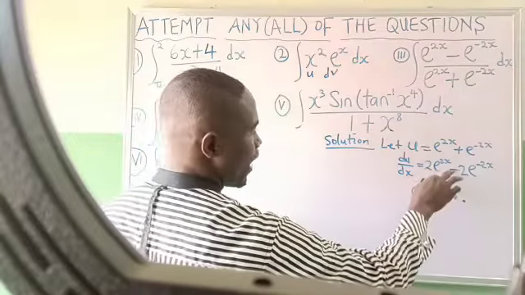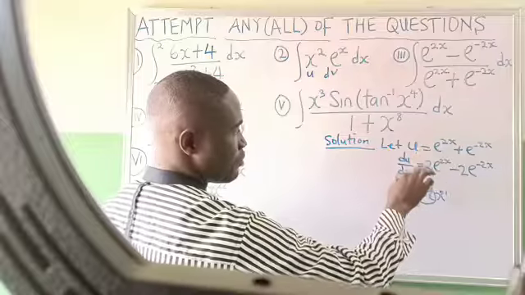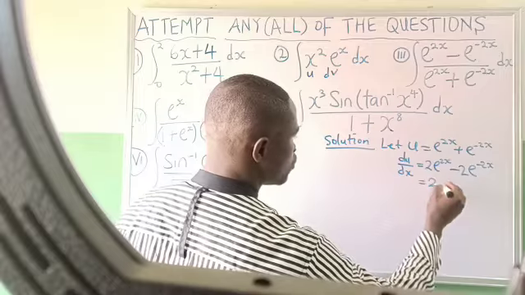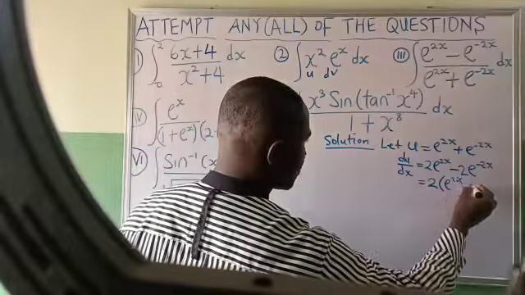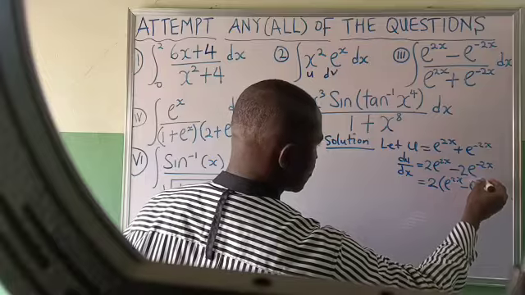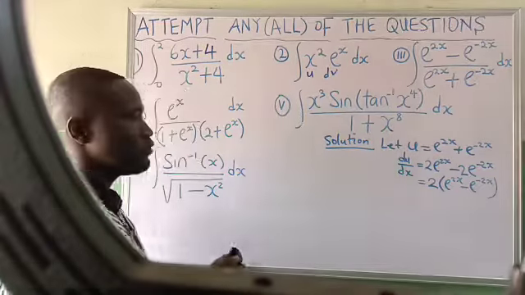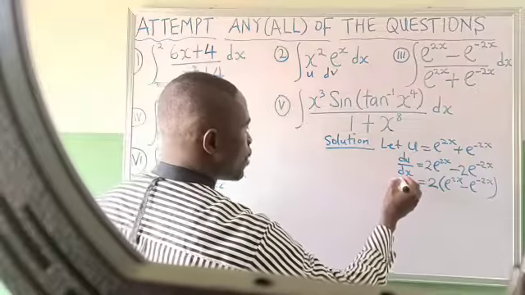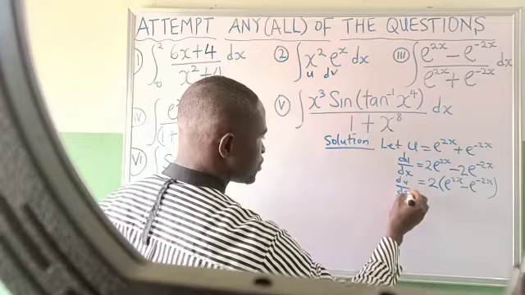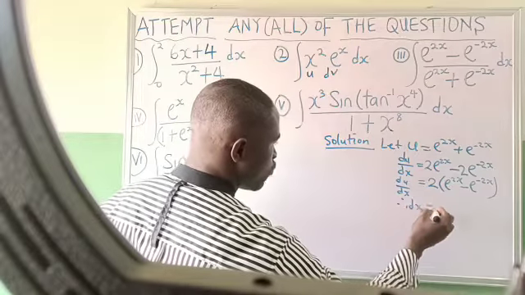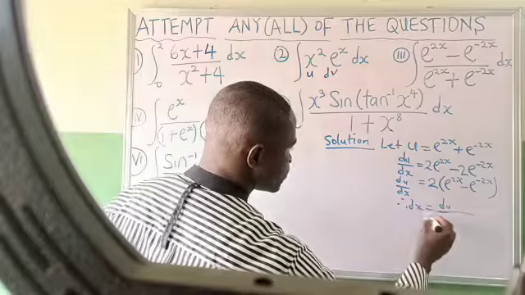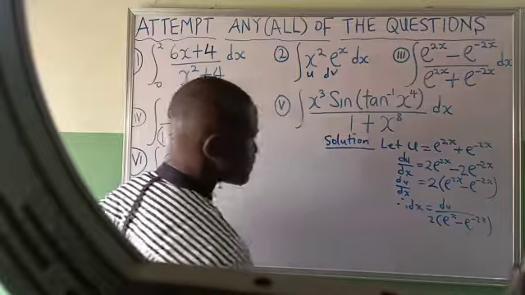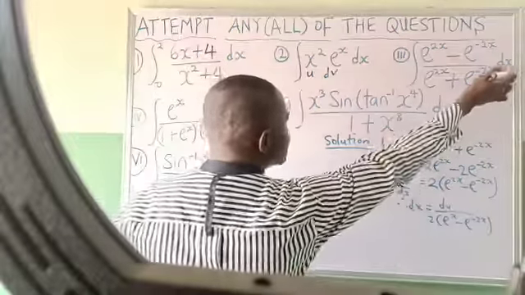That is the reason why I said minus 2 and here plus 2. Then from here, we will be having 2 bracket exponential 2x minus 2 minus exponential minus 2x. Fortunately for us, we could get what is here. That means we make our dx subject of the formula. Therefore, our dx will be du all over 2 bracket exponential x minus exponential minus 2x. So we will carry it to replace this dx.